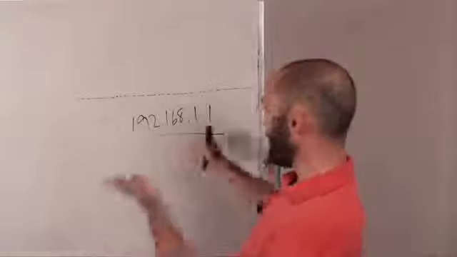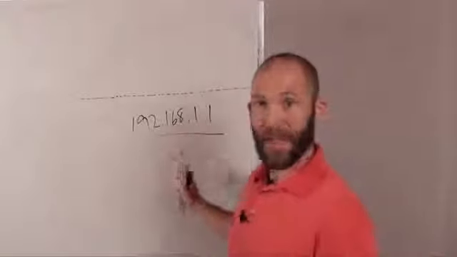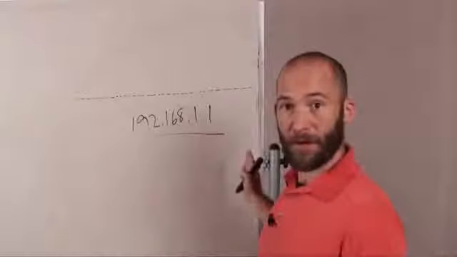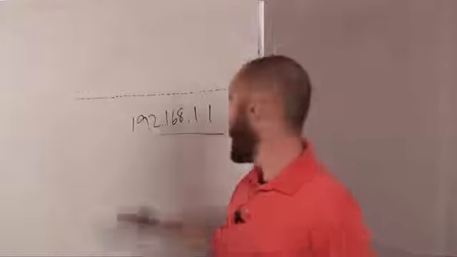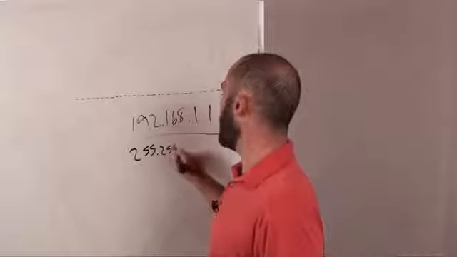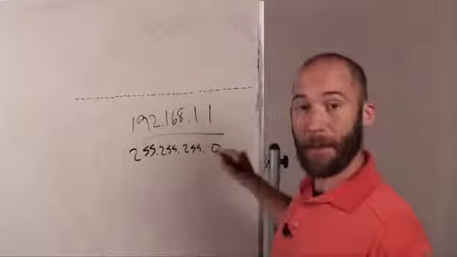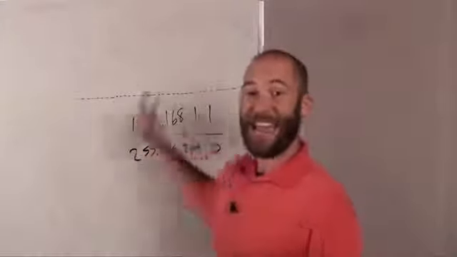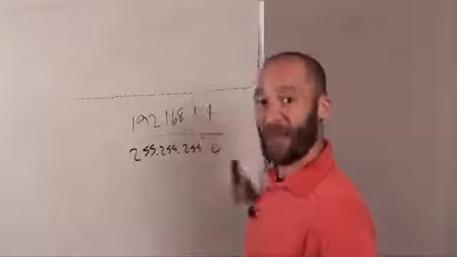Now, you're looking at this number and you're probably wondering, what part of this is for the network and what part of this is for the computer? Well, that is what the subnet mask tells you. So you will see something like 255.255.255.0. This subnet mask tells you what part of this IP address is the network identifier and what part of this IP address is the device identifier.